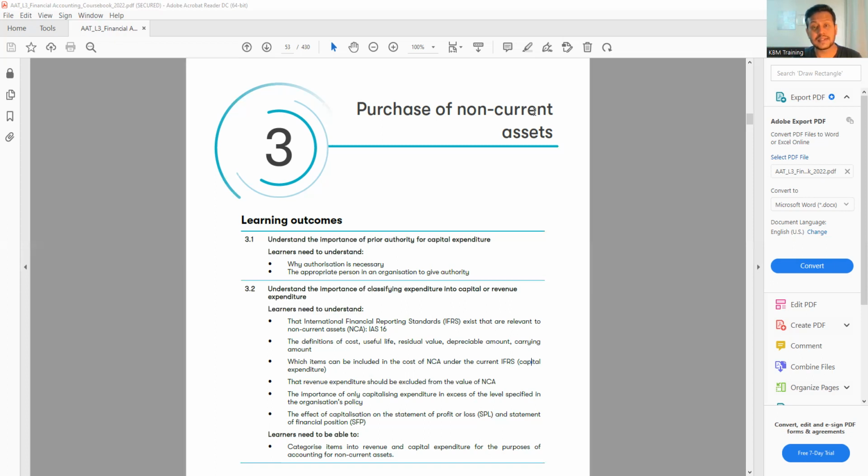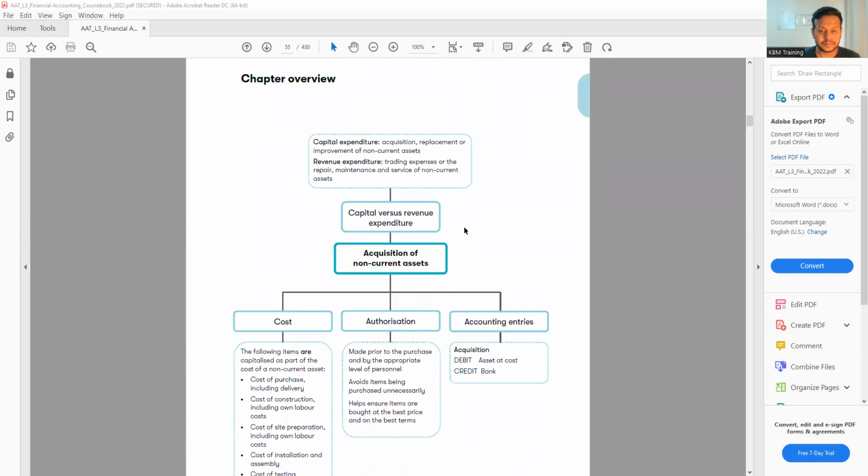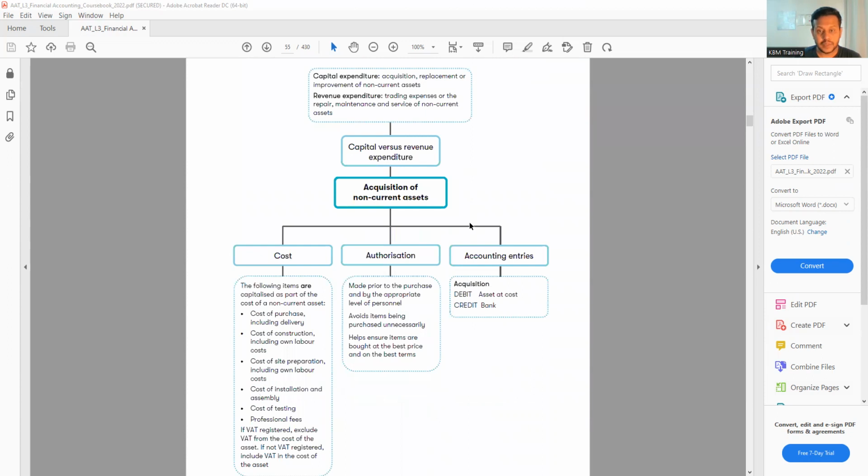Last week we discussed a little bit about the financial statement template, but as I said, the more you read, the more you will understand. So let's have a look at the chapter overview, what we have in this chapter. In the chapter overview, we can see we have a few pieces of information. The first thing we can see is the cost, authorization, accounting entries. So let's explain everything a little bit before we actually do any question.